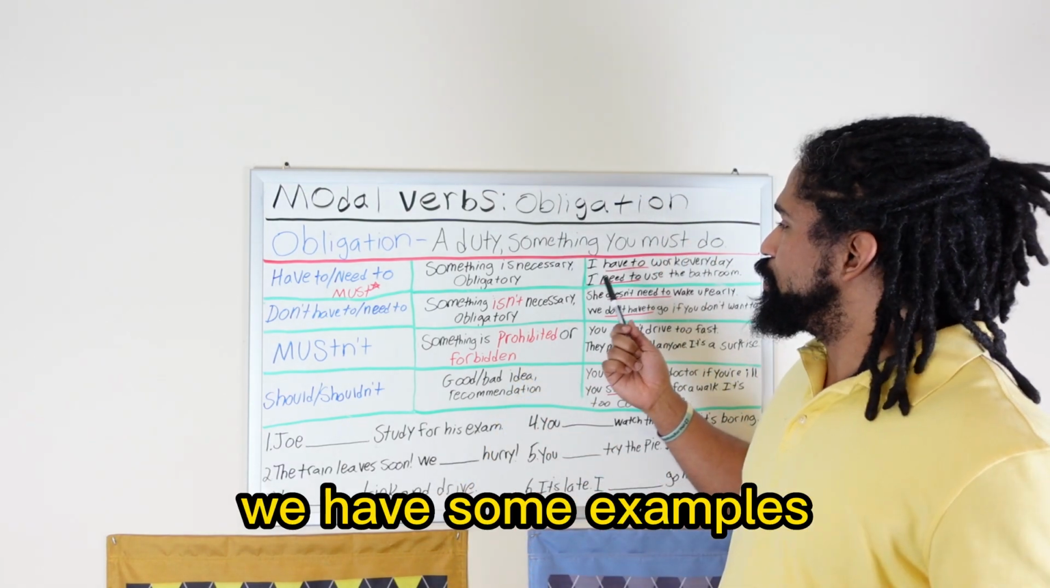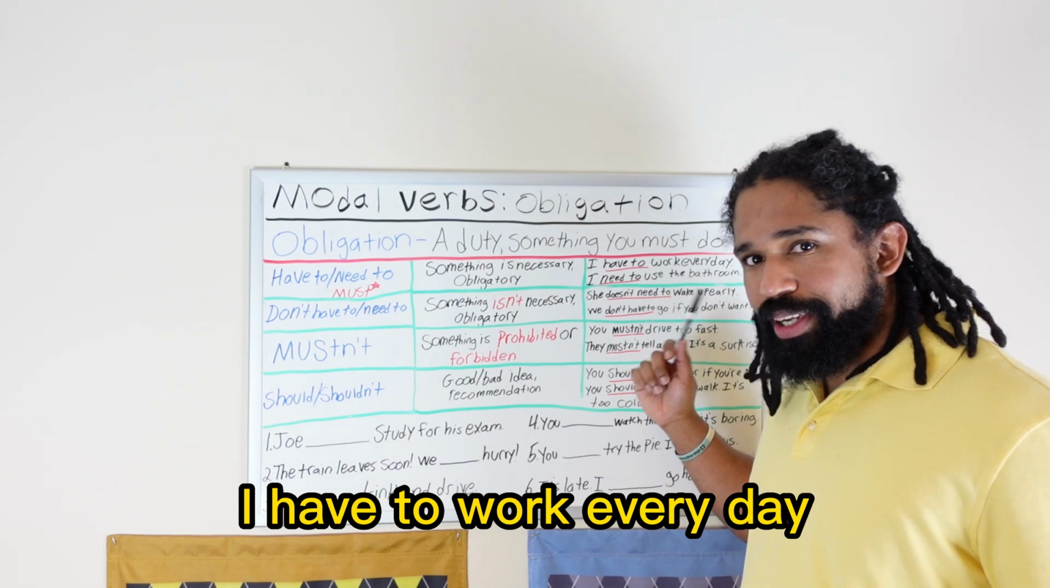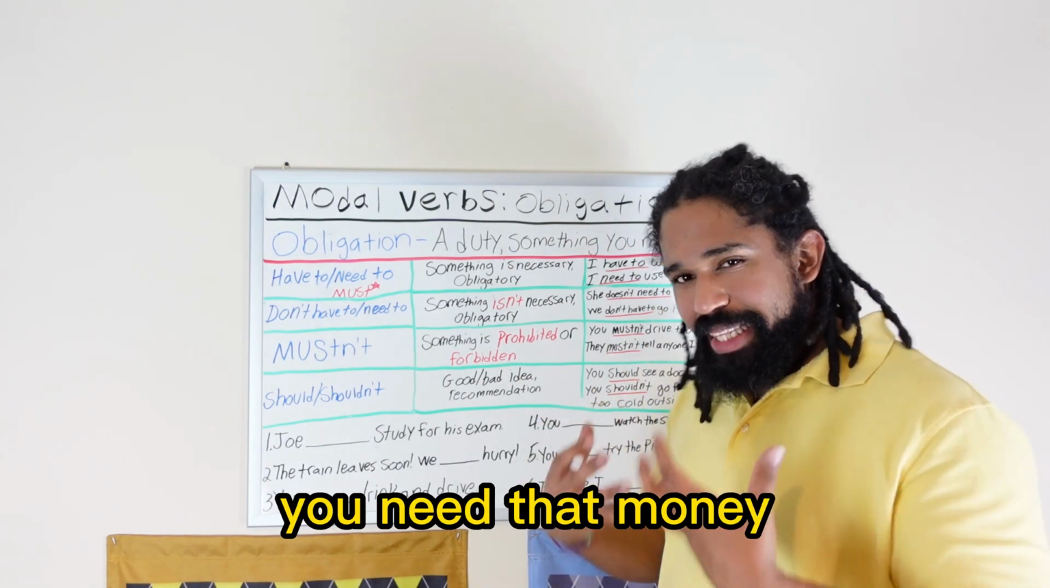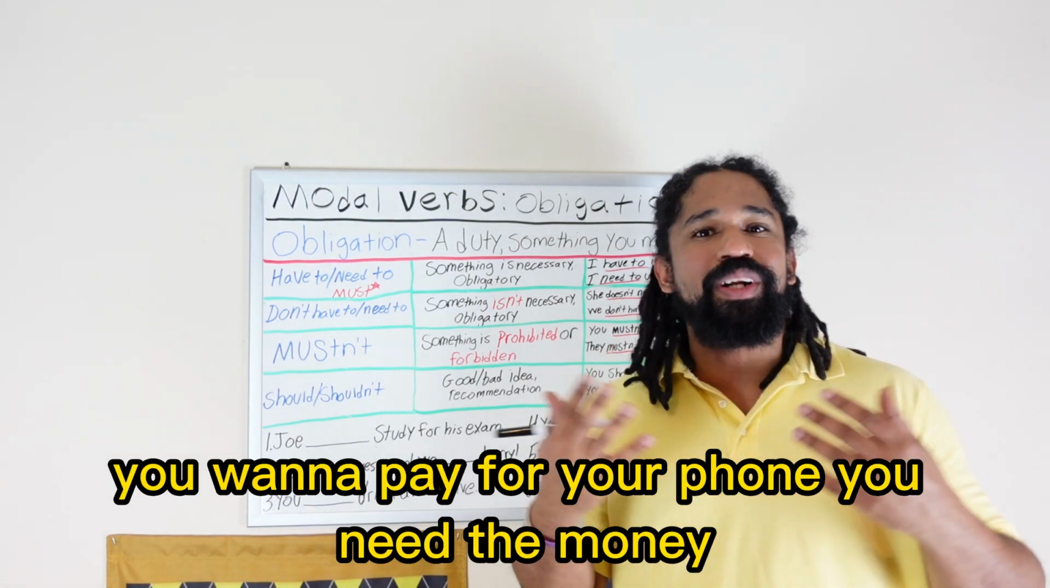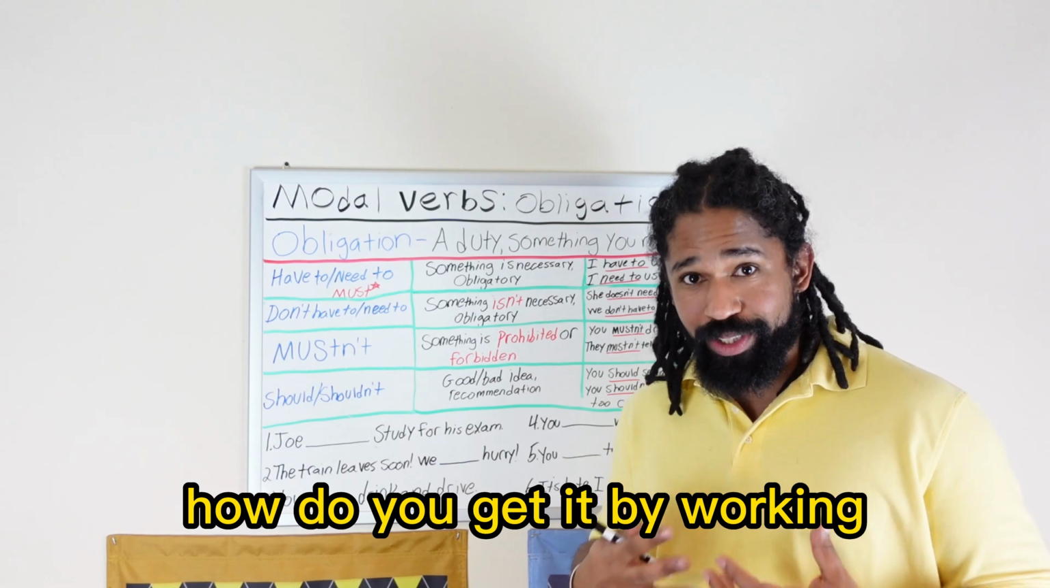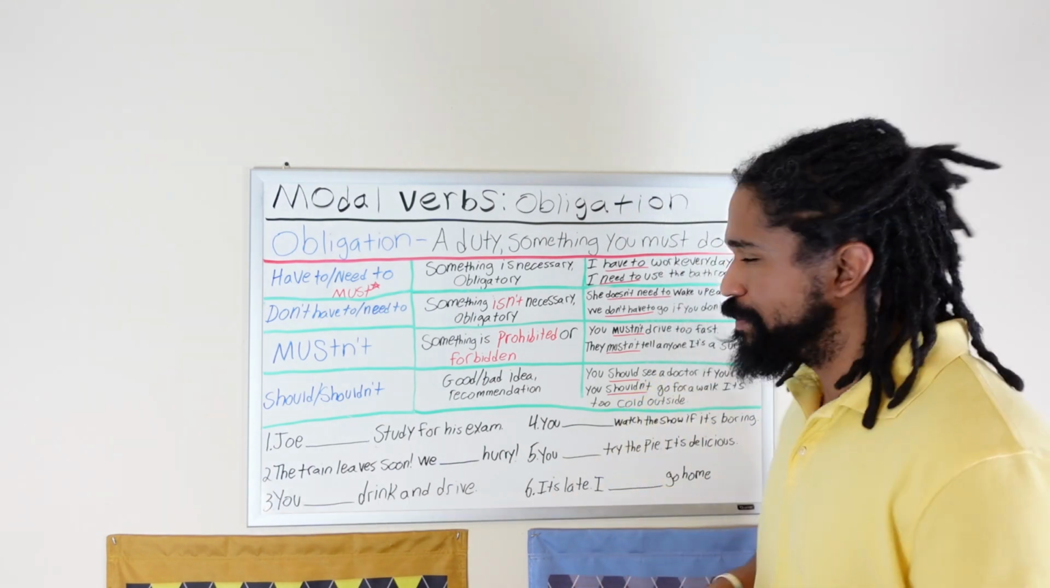We have some examples. I have to work every day. Of course you have to work every day. You need that money. You want to pay for your light. You want to pay for your phone. You need the money. How do you get it? By working. You have to do this.